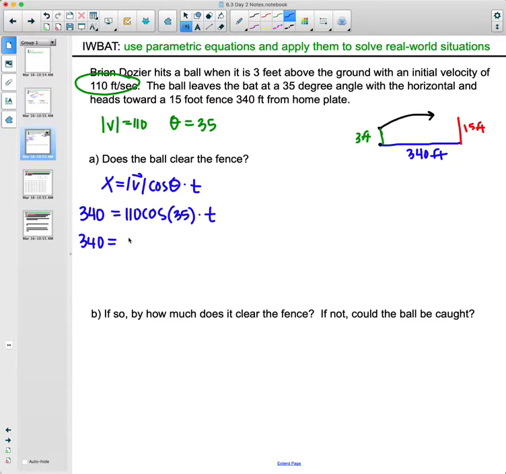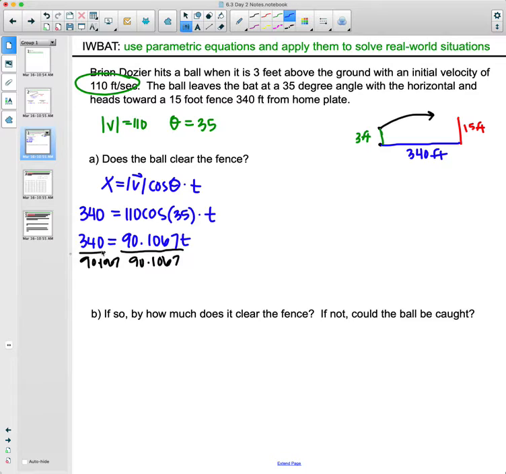And you'll get 90.1067t. Divide both sides by that. Okay, so divide by 90.1067, and that will solve for t.